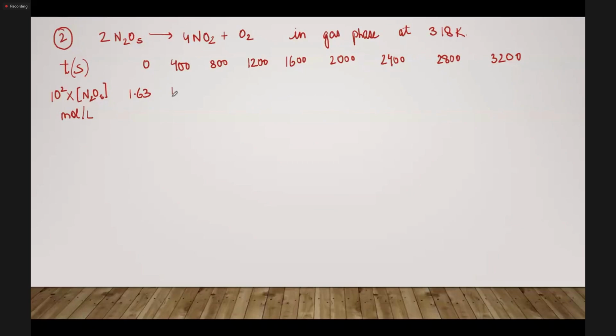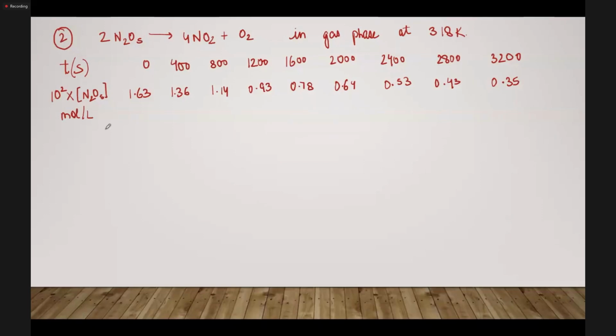Now the concentration would be, initial is given as 1.63, 1.36, 1.14, 0.93, 0.78, 0.64, 0.53, 0.43, and 0.35. Okay, so this is the data that they have provided.